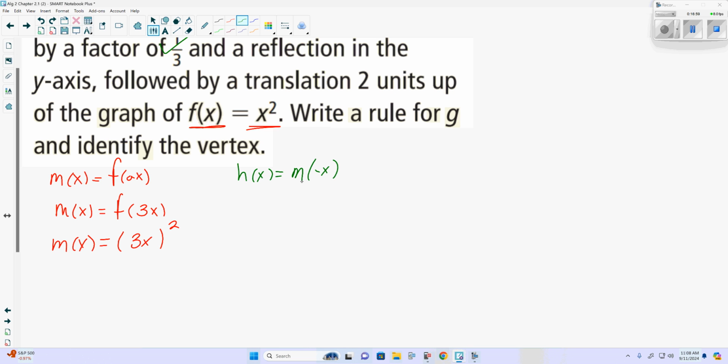So let's see how that looks. h of x equals, well, m of x, we have the parentheses. We still have the 3, but instead of x, we have negative x. We replace the x with negative x. What's 3 times negative x? Negative 3x. Reflection in the y-axis is done.